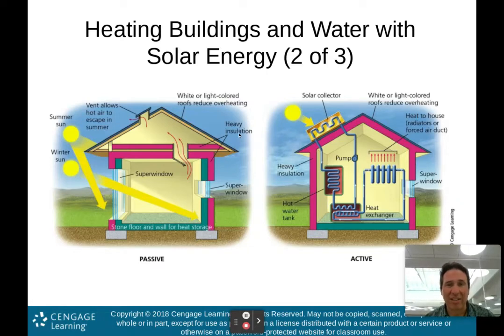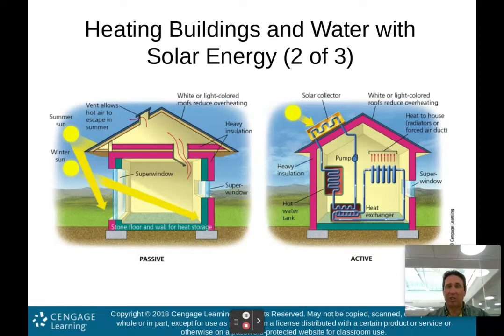Again, you would need heavy insulation, white or light colored roofs to reduce overheating, right? White has a high albedo, so it's going to reflect more of that sunlight. And then a vent allows hot air to escape in the summer, and you have these super windows that are basically a few panes thick here. You'll notice, again, allowing the sunlight in, but not allowing the heat to go out.